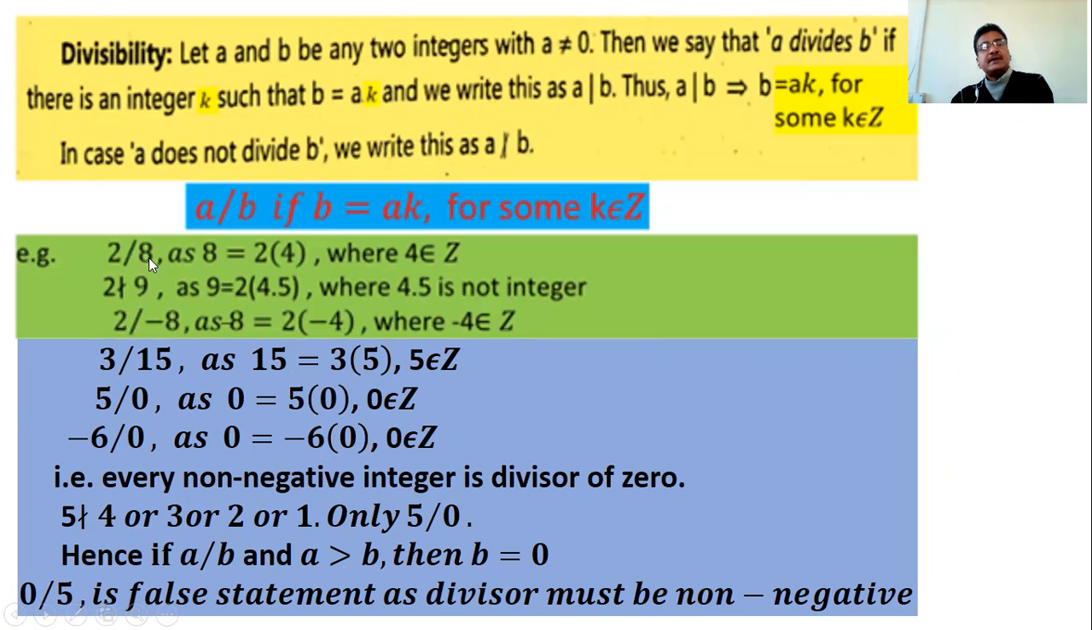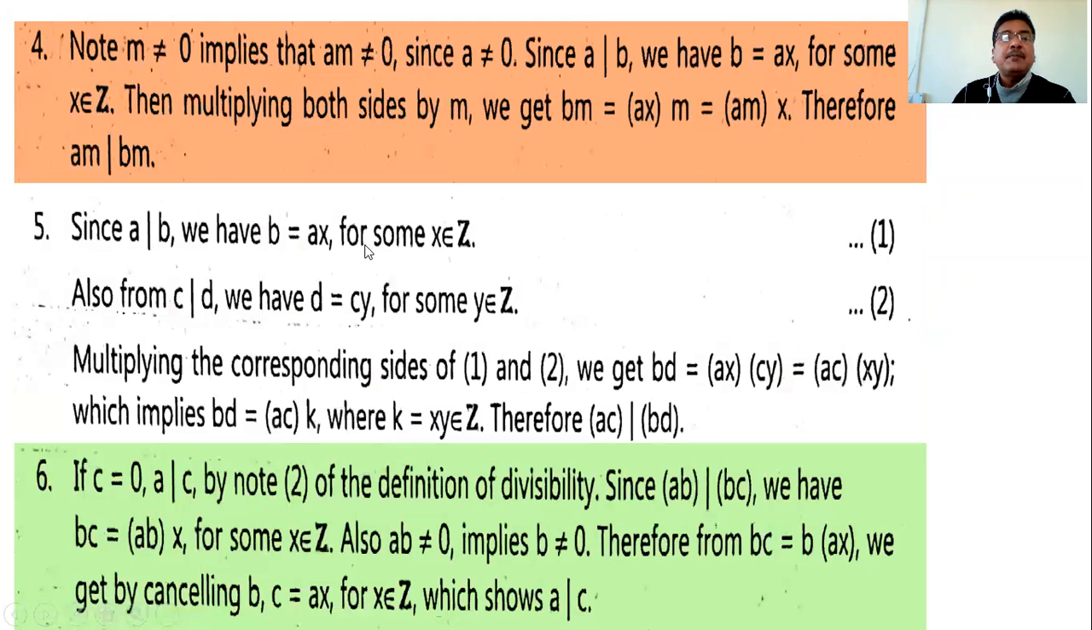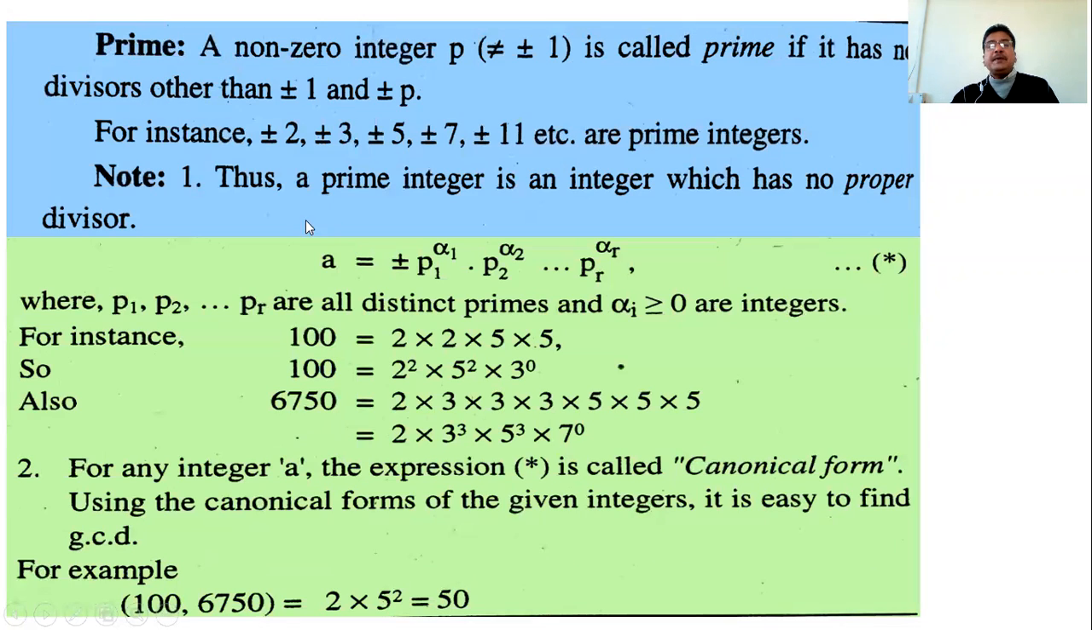Also minus 2 divides plus 8. Also 2 divides minus 8. We know these notations or this relation of divides. 3 divides 15. So what are the divisors of, suppose, 8? The divisors of 8 are plus minus 1, then plus minus 2, then plus minus 4 and plus minus 8. And that's why 8 is not a prime number.